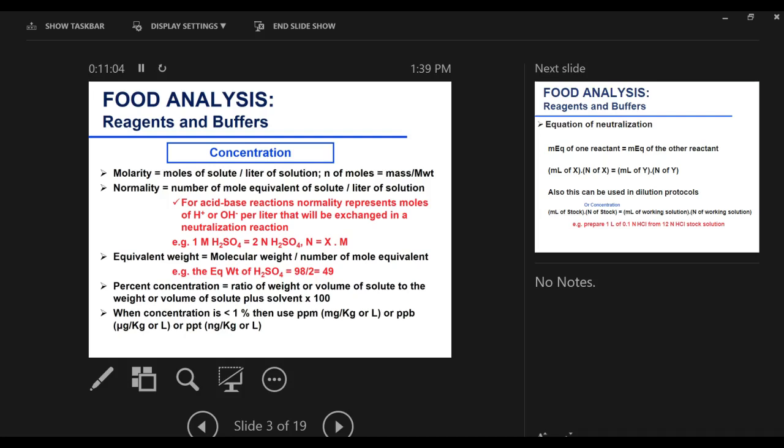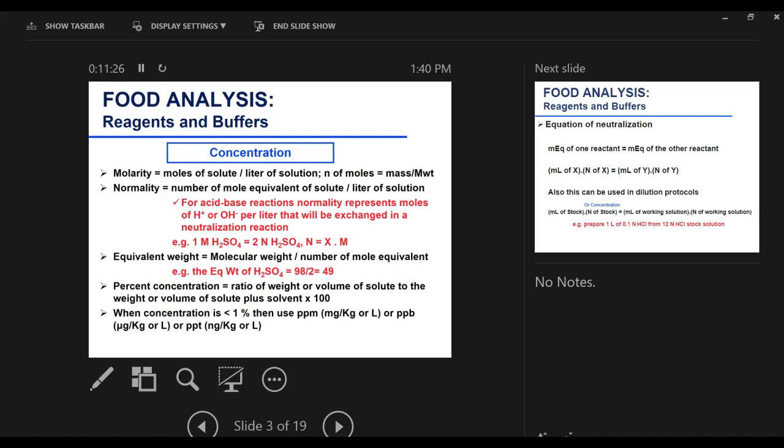Percent concentration, oftentimes we prepare our reagents or solutions in a percentage. Means how many grams per 100 milliliter or how many milliliters per 100 milliliters. So it could be weight by volume or volume by volume, excuse me, or weight by weight.